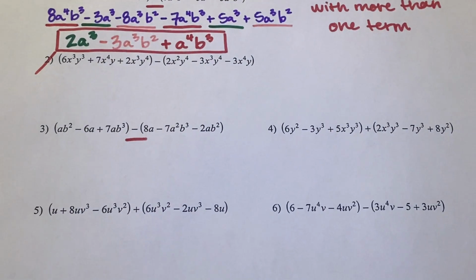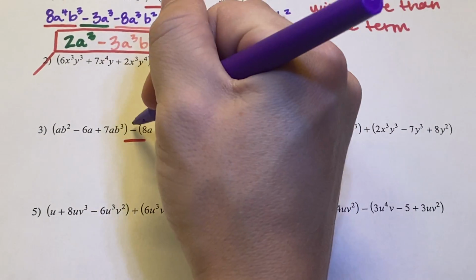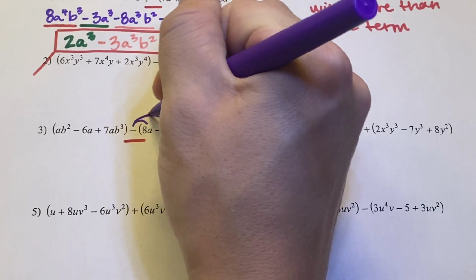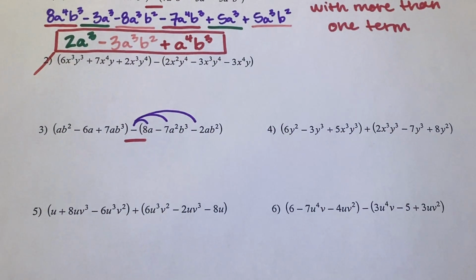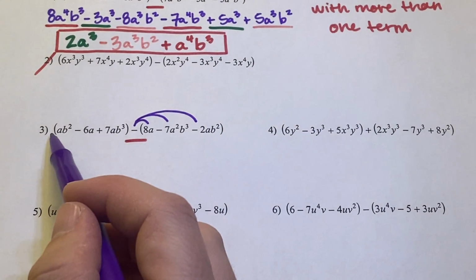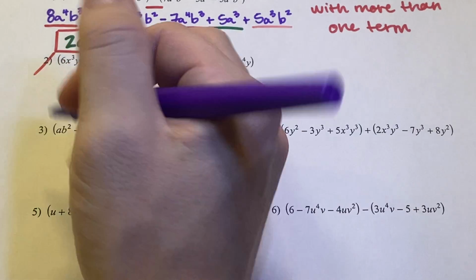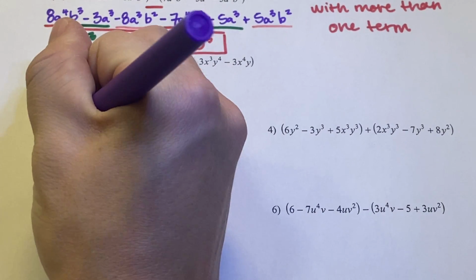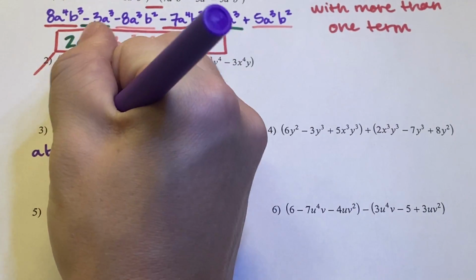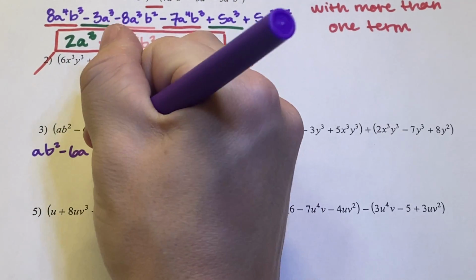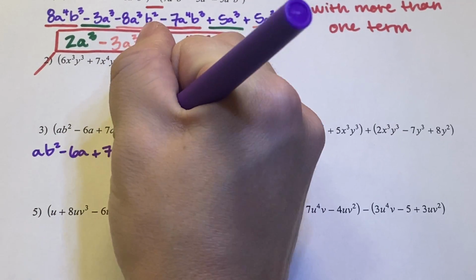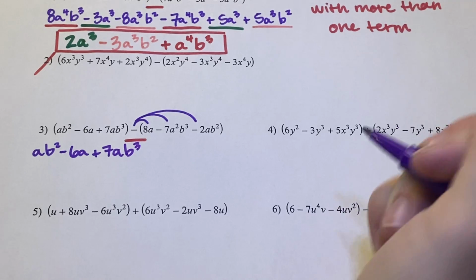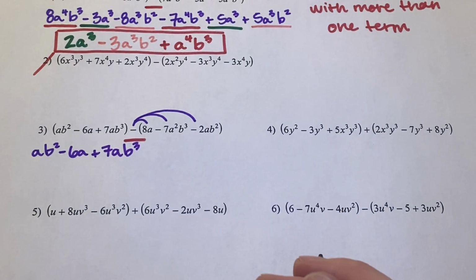So the signs after our subtraction sign, meaning everything inside there, 1, 2, 3, are affected. Anything in front of my first guy? No. Nope. So we can just write him down. AB squared minus 6A plus 7AB cubed. I was literally just copying down the first guy.